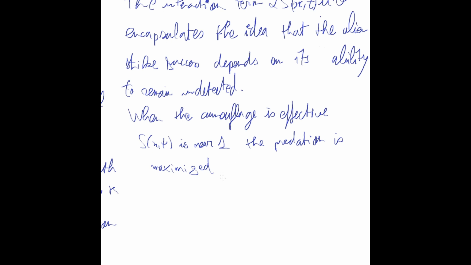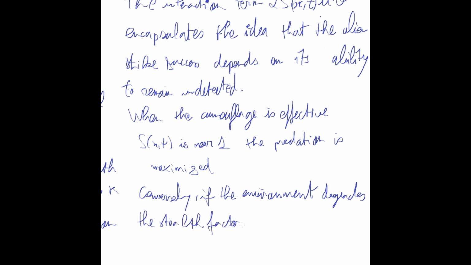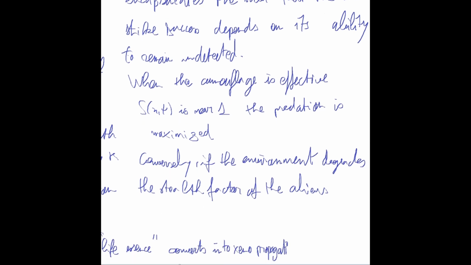Conversely, if the environment degrades the stealth factor of the aliens through a higher luminance or erratic human motion, or if the xenomorph moves a lot, I think I will have to think about this more deeply. If the environment degrades the stealth factor, then S(x,t) will converge to 0 and the efficacy wanes.